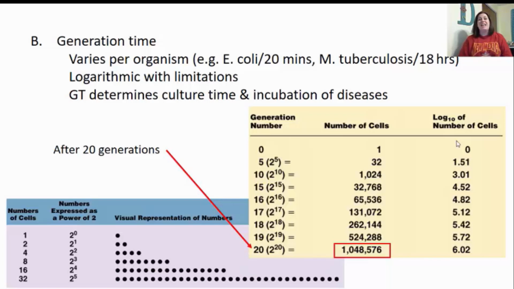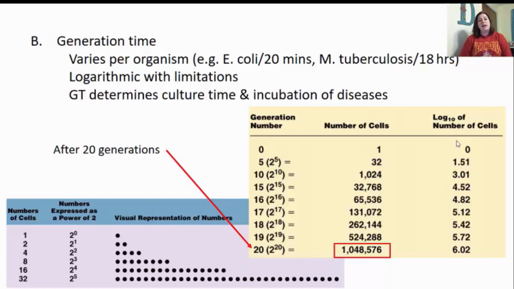Tuberculosis takes 18 hours to go from 1 cell to 2. So you're obviously going to have to incubate this one longer in order to actually see results of these colonies. We do see that this is logarithmic, but there are some limitations. There is that logarithmic dividing where you go from 1 cell to 2 to 4, and it just keeps increasing like that. However, there are limitations because this is based on the space as well as the nutrients that are present. Once they start to run out of nutrients, it's not able to continue to divide.